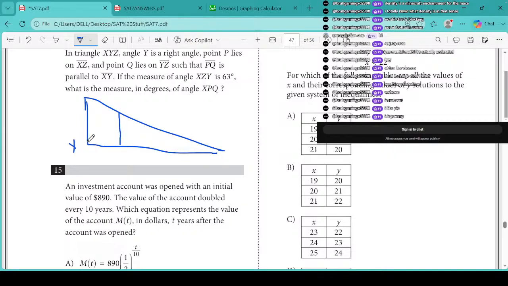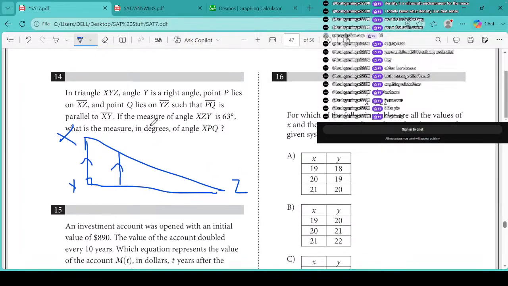This is Y. It's a right angle. This is X. This is Z. Point P lies on XZ. This is point P right here. Point Q lies on YZ. This one is 63. So, what do you notice here? We're looking for this one.